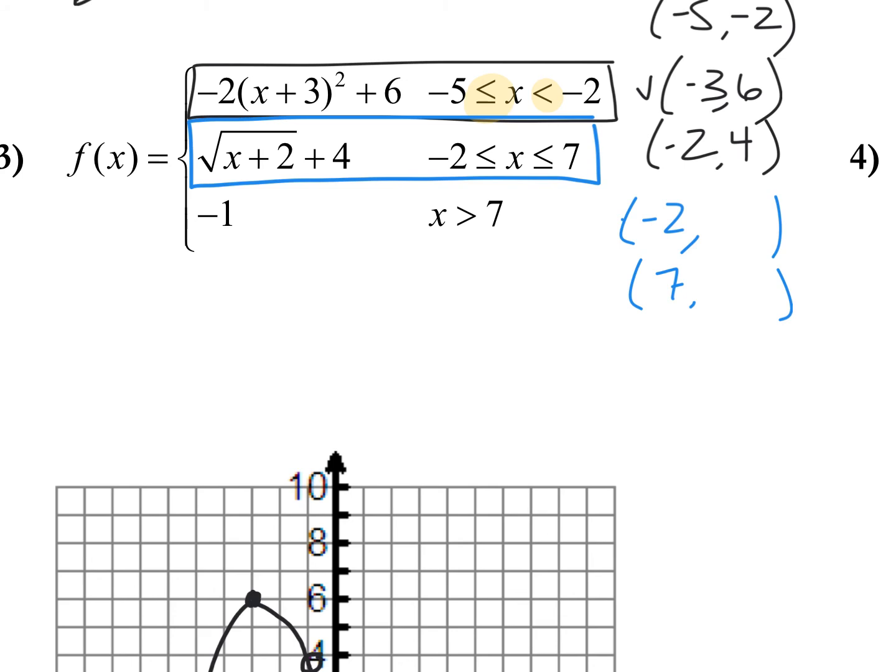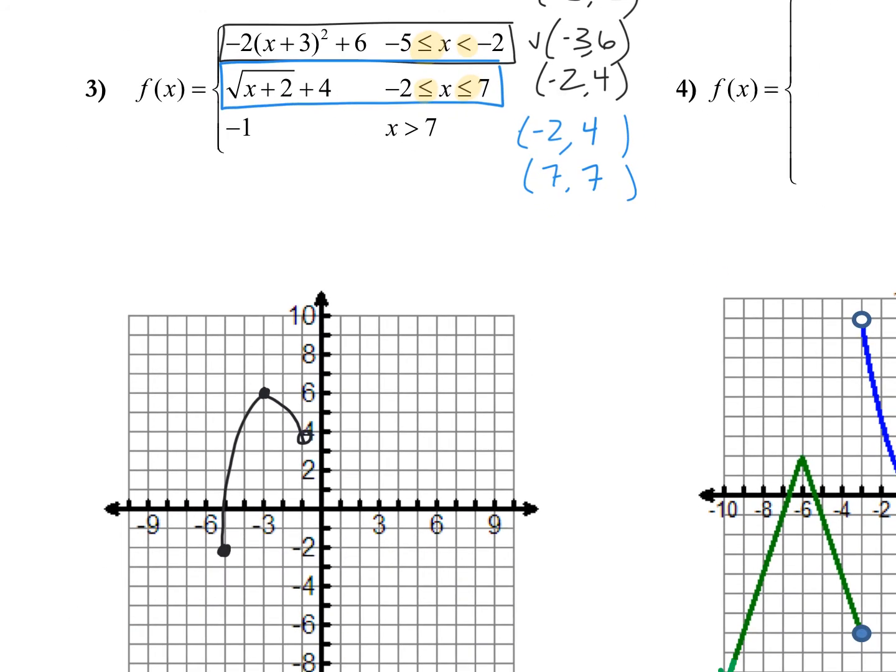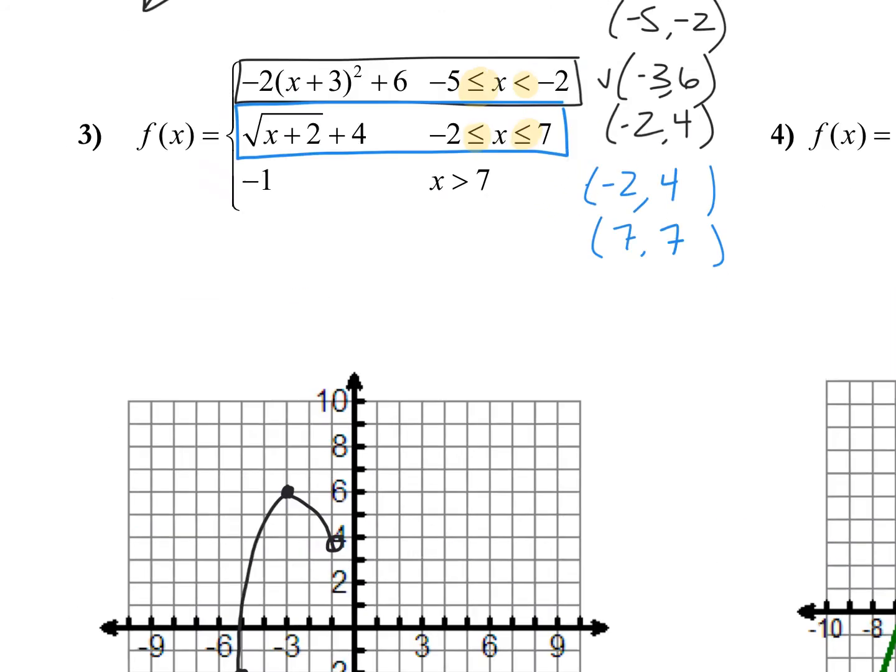When I plug in -2 to here, I get 0, the square root of 0 is 0, plus 4 is 4. And then when I plug in 7, 7 plus 2 is 9, square root gives you 3, plus 4 is 7. Let's just see what those look like. Those are both going to be filled in circles. So I'm going to see what that looks like, and I might need some more points, I'm not sure. -2 comma 4.